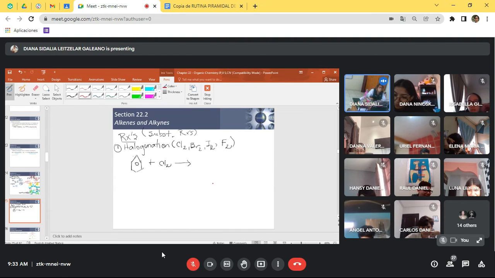Reacts with chlorine or bromine or iodine in the presence of the catalyst FeCl3. That's why the catalyst is in the arrow, it won't participate in the reaction. If the catalyst is not present, the reaction will not take place.